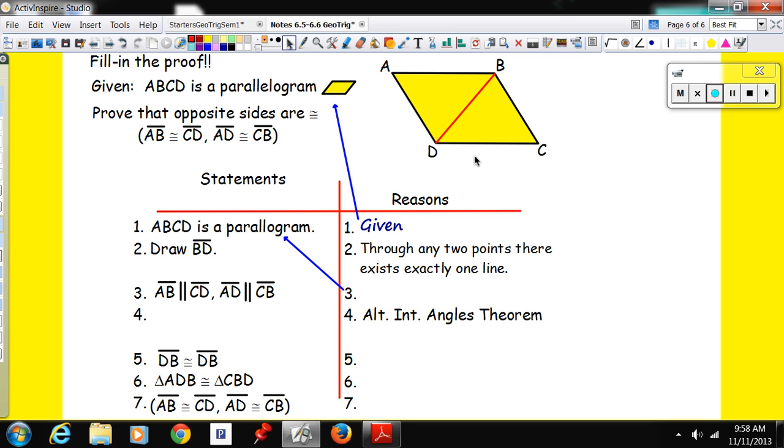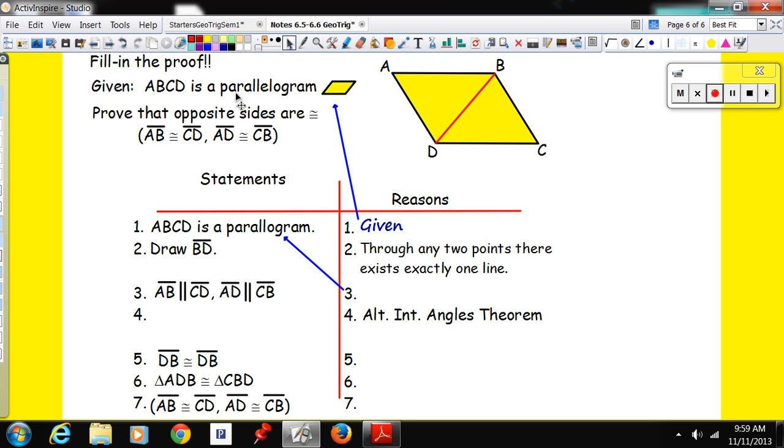So second thing, we draw in line BD. We're allowed to draw any line through 2 points. If I have 2 points, I can always draw a line connecting them. That's something we're allowed to do. We're allowed to connect 2 points. That's the only line that I could draw from B to D. There's no other line that would connect B and D that's a straight line.